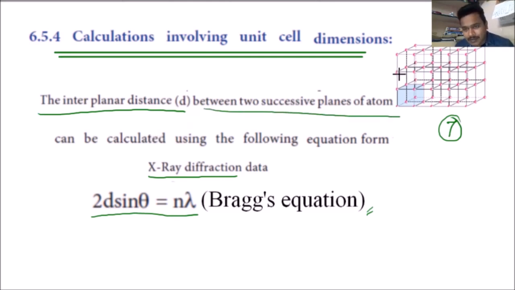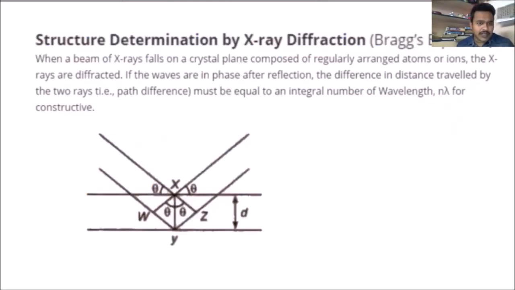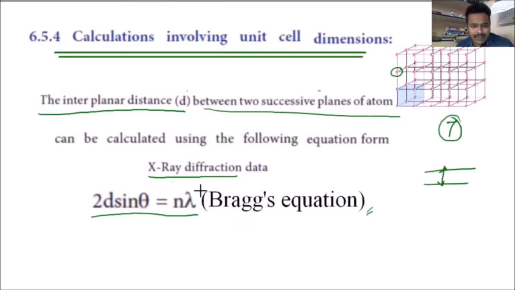See here, an atom is there. In that atom, if planes are there, we find the distance between the planes. For that only we are going to study Bragg's equation. What is Bragg's equation telling? nλ = 2d sinθ.